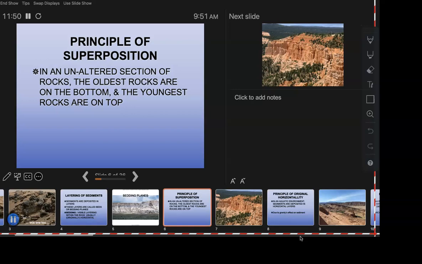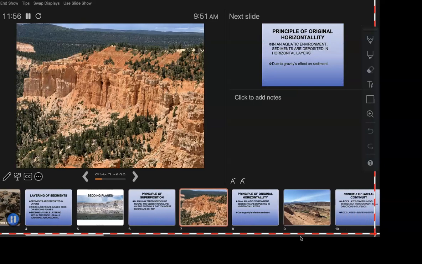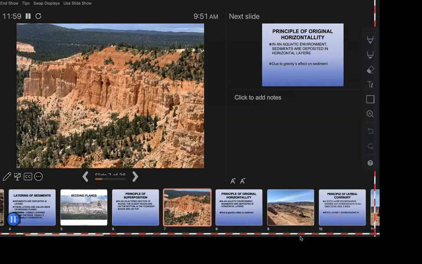But generally speaking, and that's what that unaltered is about, as they were made, as they were deposited, this works. So we can expect the rocks on the bottom to be older than the rocks on the top in this here image.